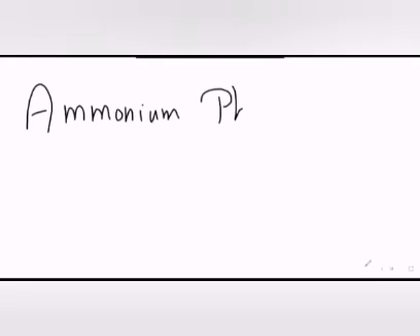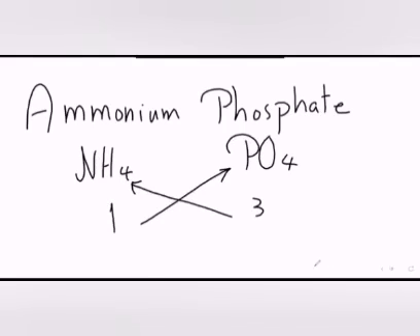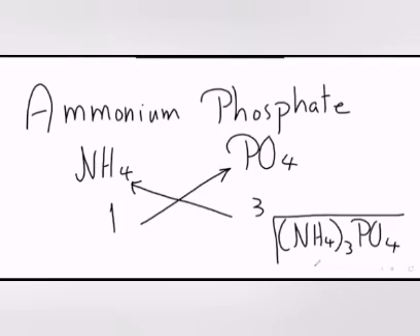In this chapter, you have to be aware of writing chemical formulas in the correct way. For example, ammonium phosphate: you should be aware that ammonium ion is NH4, phosphate ion is PO4. Valency of ammonium ion is 1, valency of phosphate ion is 3. You switch valences and then you write the formula as (NH4)3PO4. This is the correct formula for ammonium phosphate.